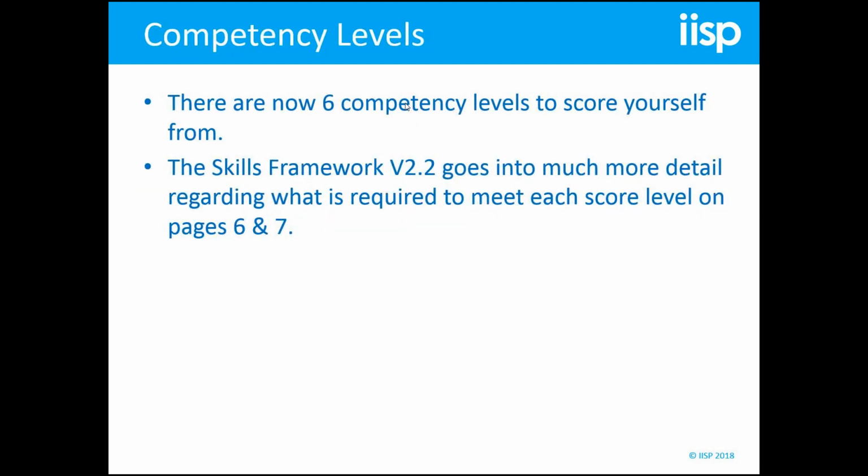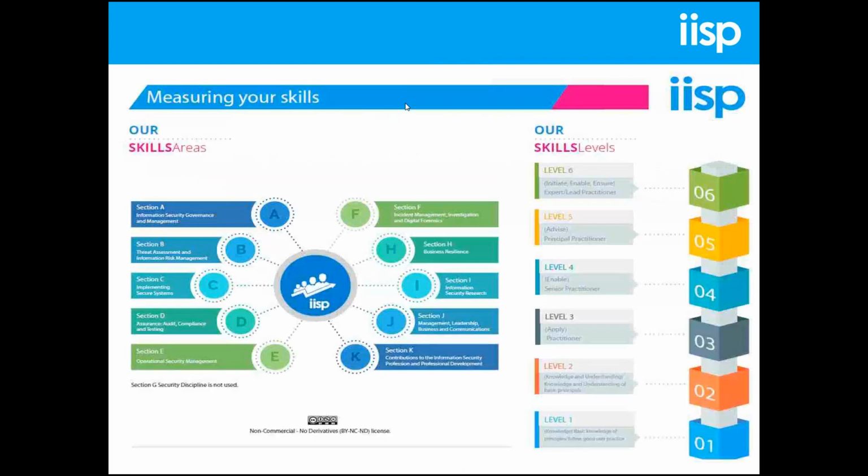There are now 6 competency levels to score yourself from throughout the application. The Skills Framework version 2.2, which can be downloaded from the IISP website, goes into much more detail regarding what's required to meet each score level on pages 6 and 7 of the framework. This is just a little image to give a bit more information about the levels, a bit of brief info there, and the different sections there are of the application form.